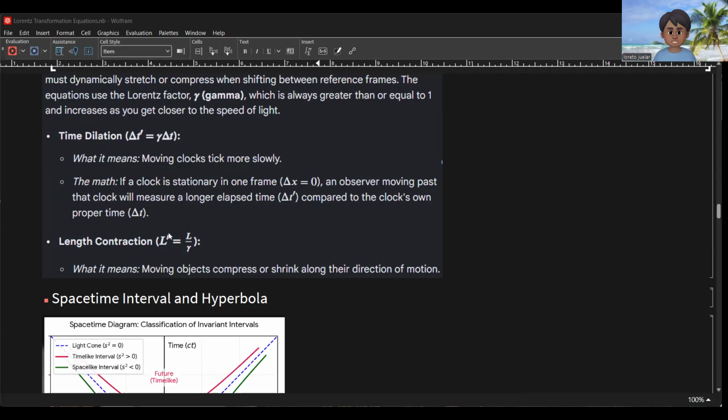So the length here is L prime equals L over the Lorentz factor. So what it means: moving objects compress or shrink along their direction of motion.